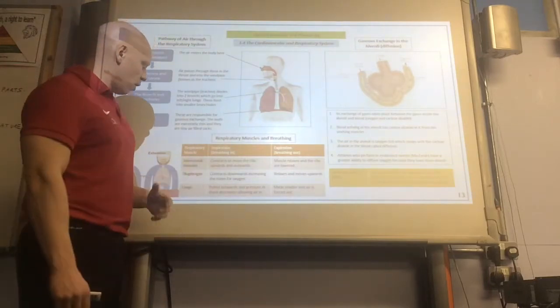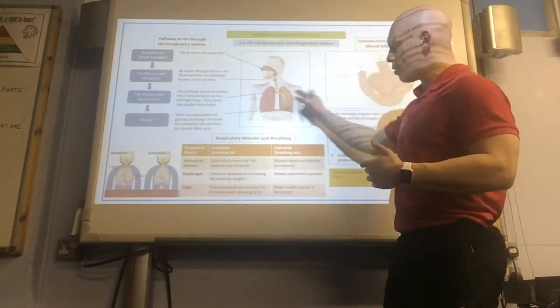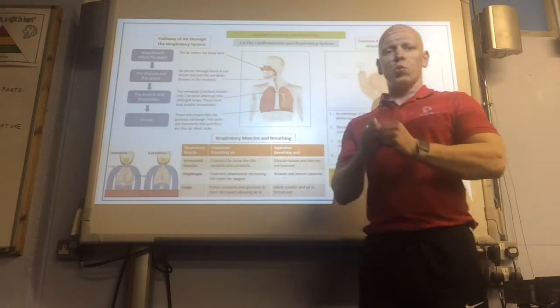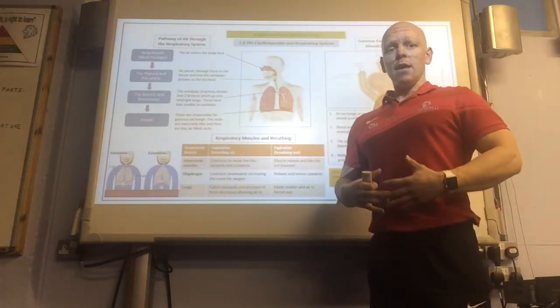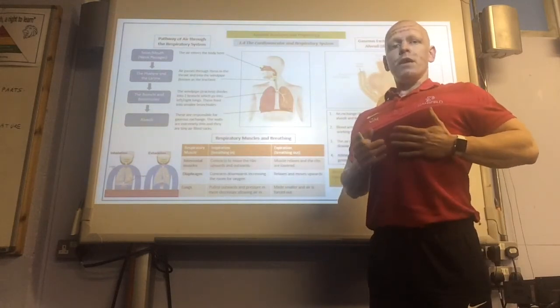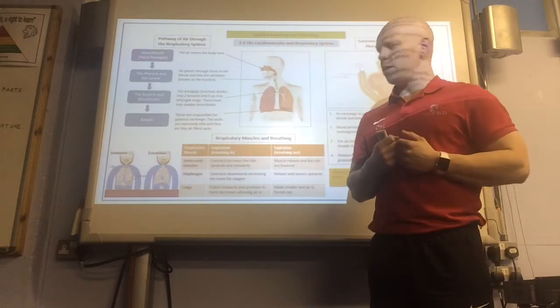So first of all, we've got the intercostal muscles. These are the muscles in between our ribs. There's a little diagram on the side there, but basically they're the little muscles between your ribs. When you breathe in, they expand so you can take more air in. When you breathe out, they contract, pulling the ribs in so that you can forcefully breathe out.